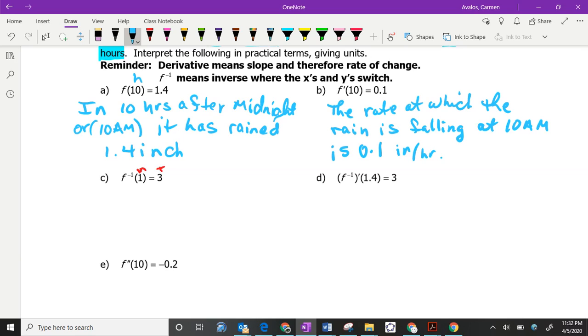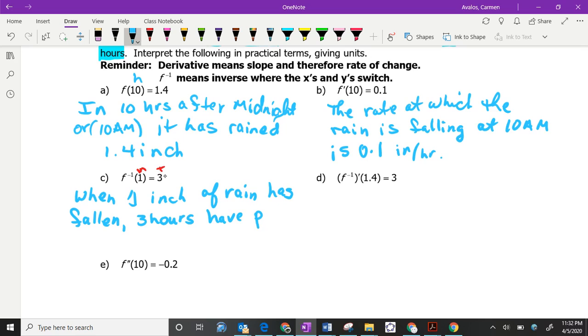So this says that when 1 inch of rain has fallen, 3 hours have passed. So 1 inch has fallen by 3 a.m. Either one would be okay. So that's what that one is saying.